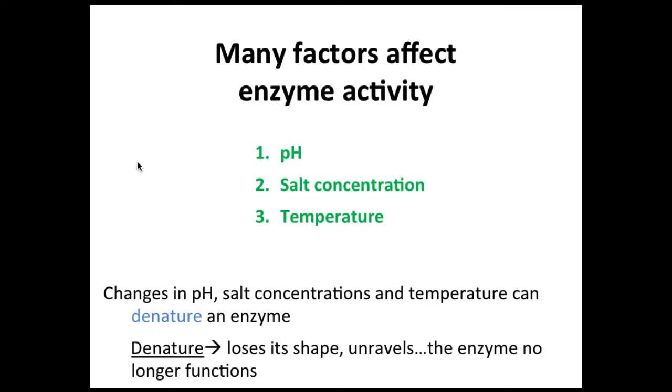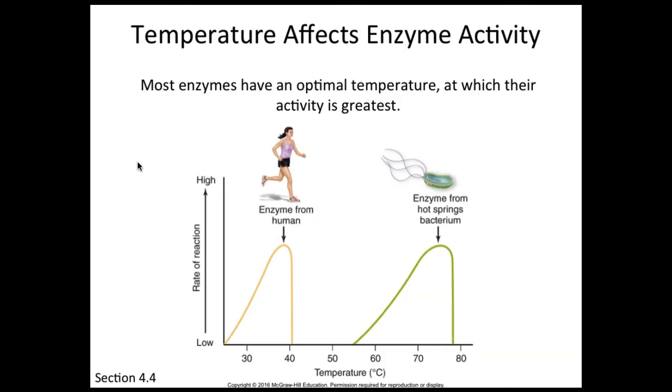Many factors affect enzyme activity in our cells, including pH, salt concentration, and temperature. Changes in pH, salt concentration, and temperature can denature an enzyme. And this word denature simply means the enzyme loses its shape, it unravels. Remember, we learned in our previous lecture, if proteins lose their shape, then they don't work. And the same is true for enzymes because enzymes are proteins.